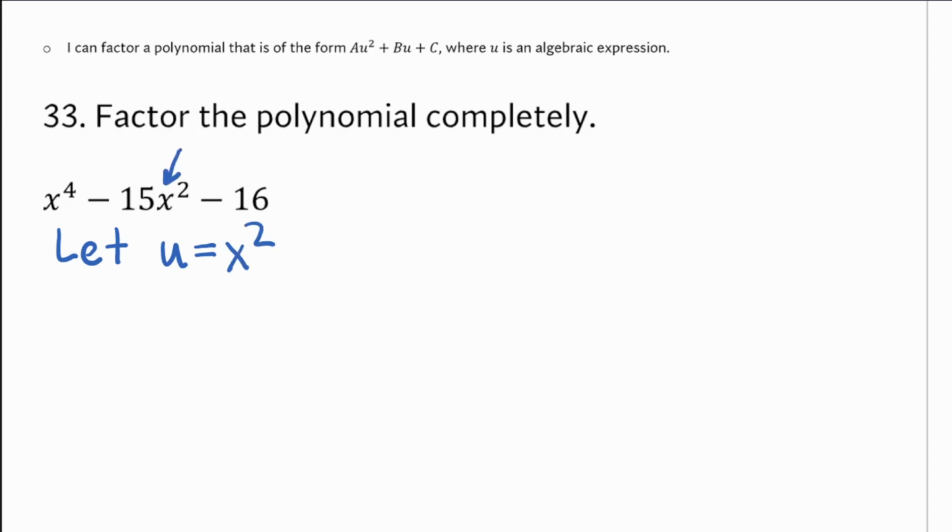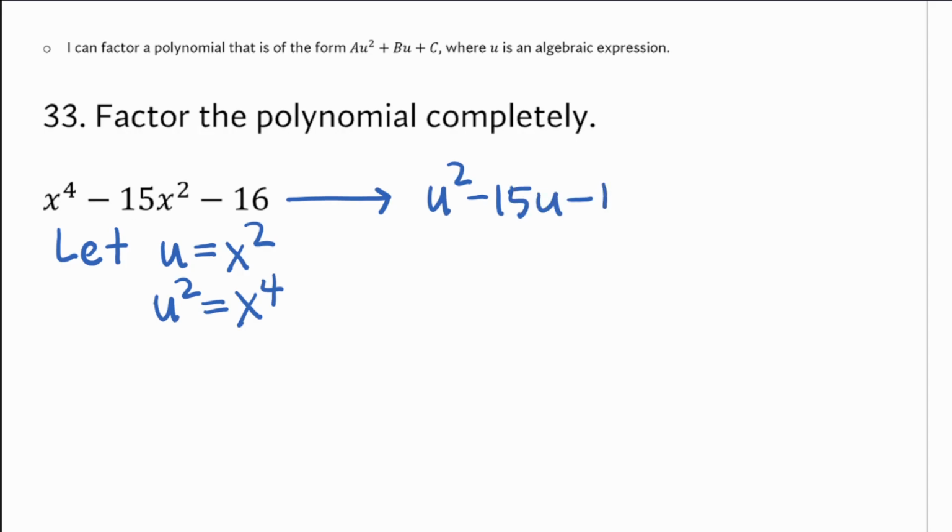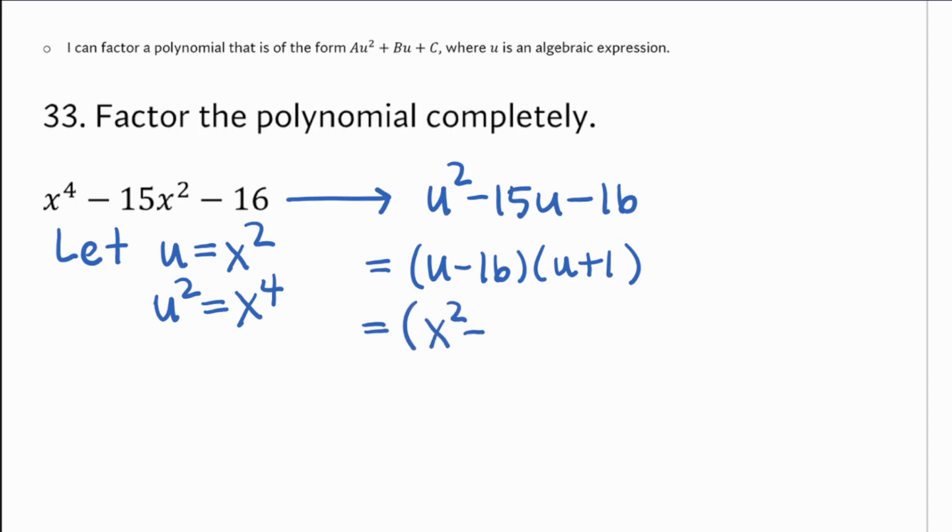I'd be able to substitute for u right there, and then u squared would equal x to the 4, and so I could substitute there as well. And then this expression would become u squared minus 15u minus 16. And this is something that we would know how to factor in terms of u. We would find two numbers that multiplied to negative 16 while adding to negative 15. And that would be, I think, negative 16 and positive 1. Yeah. And then I go and replace the u's with x squareds, because that's what u is.